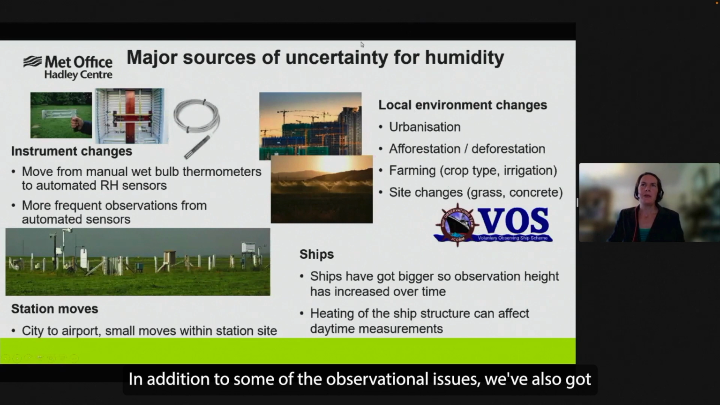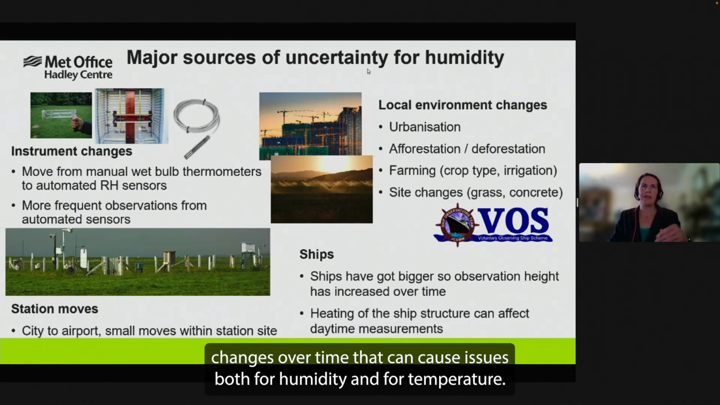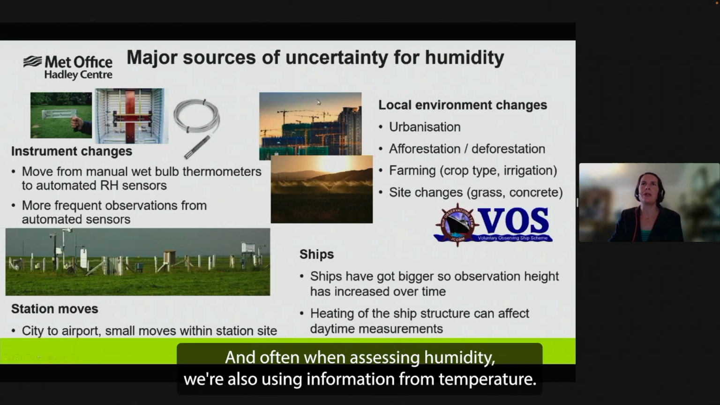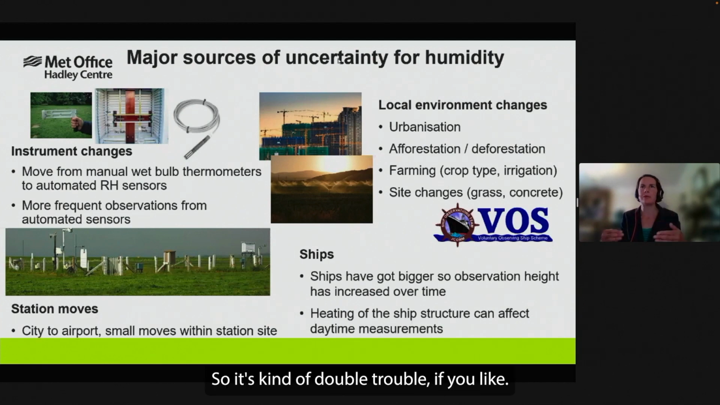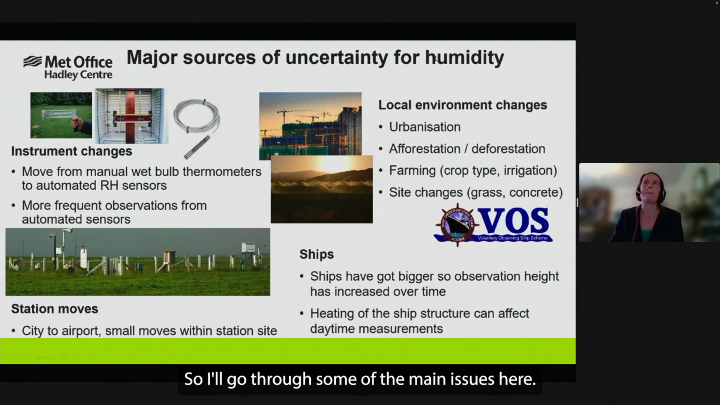In addition to some of the observational issues, we've also got changes over time that can cause issues both for humidity and for temperature. And often when we're assessing humidity, we're also using information from the temperature. So we have to deal with the uncertainties from both variables. So it's kind of double trouble, if you like. So I'll go through some of the main issues here.